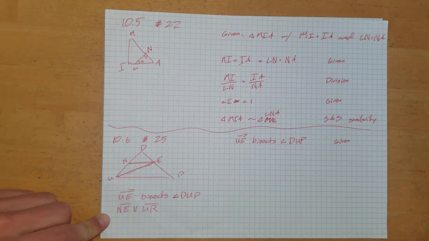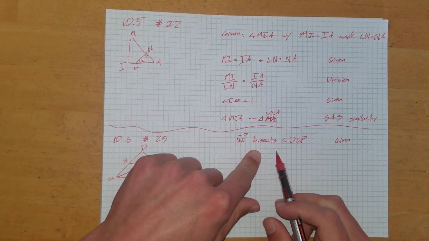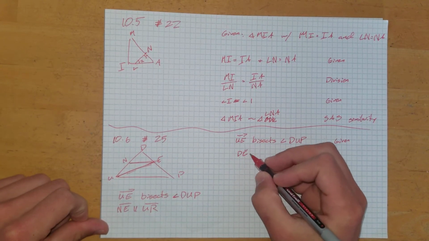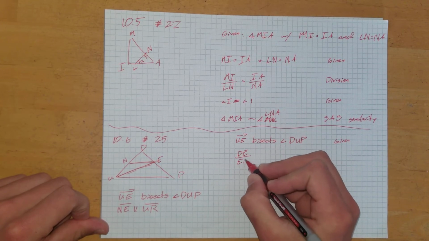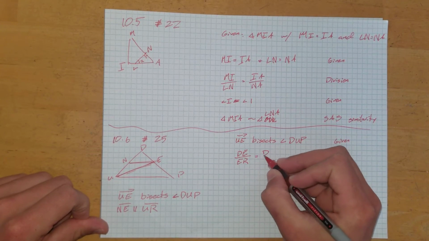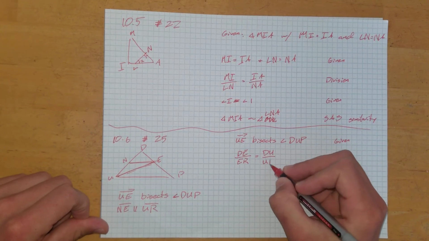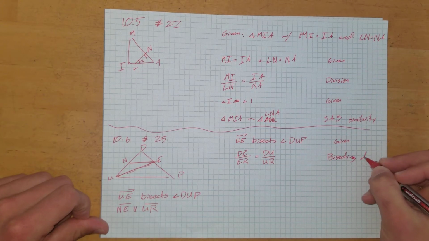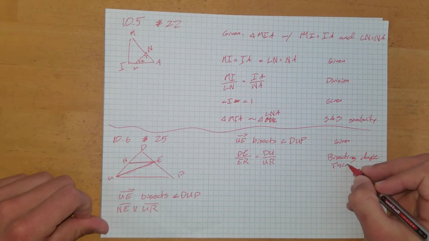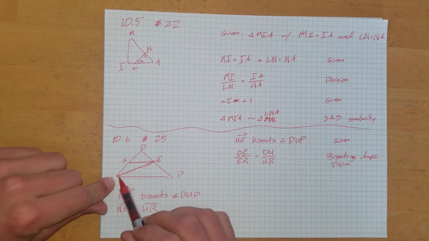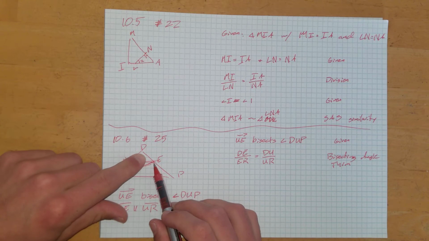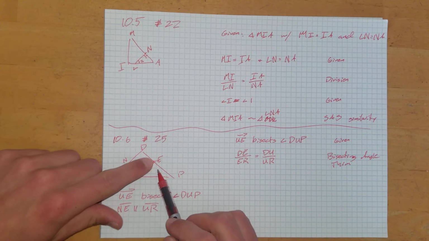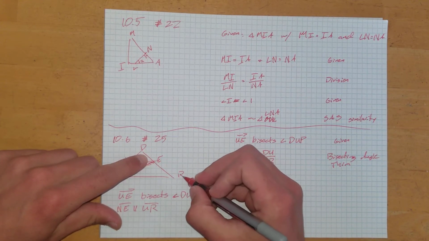So again, we want to use the angle bisector theorem because we have a bisecting angle. So we are going to say that DE over ER equals DU over UR. Bisecting angle theorem. So this line here is bisecting, so DE and DU are proportional to E. Oh, this is supposed to be an R.